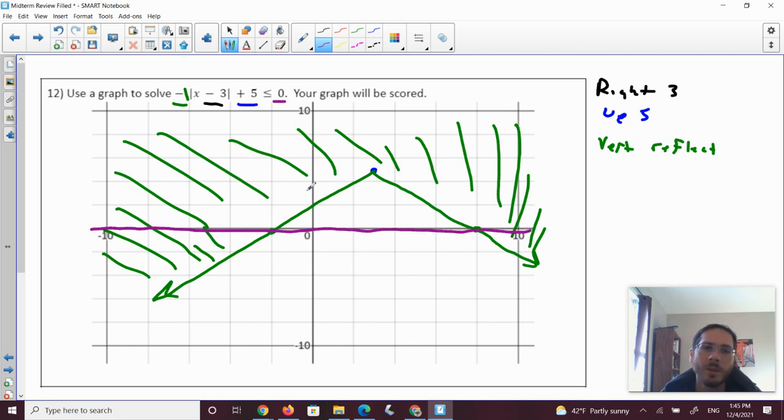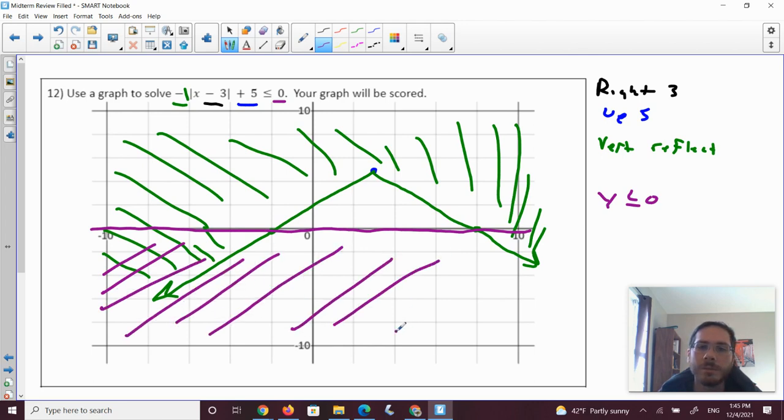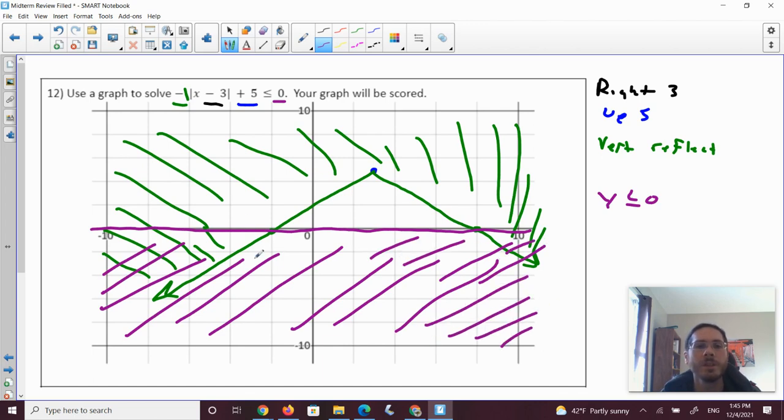I can't pick 0, 0 as a test point, but since I know I need y to be less than or equal to 0, since the y is on the left side, I can just say, all right, well, I need to go below this graph. I need to go below 0. I can also just pick another test point if I want, like negative 10. I know negative 10 is less than or equal to 0. So I have to shade this whole section underneath. So anything that's underneath 0 also needs to be shaded.